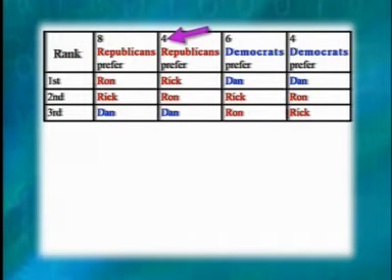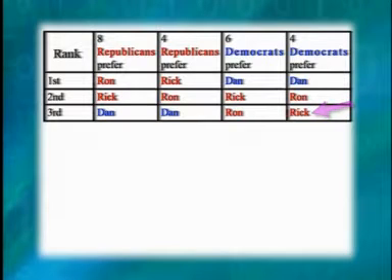And 4 of the Republicans on the committee prefer Rick, the Republican, over the Republican Ron and over Dan. And then there are 6 Democrats on the committee who prefer Dan, then Rick, then Ron. The other 4 Democrats, of course, prefer Dan, he's the Democrat. So they prefer Dan, then Ron, then Rick.